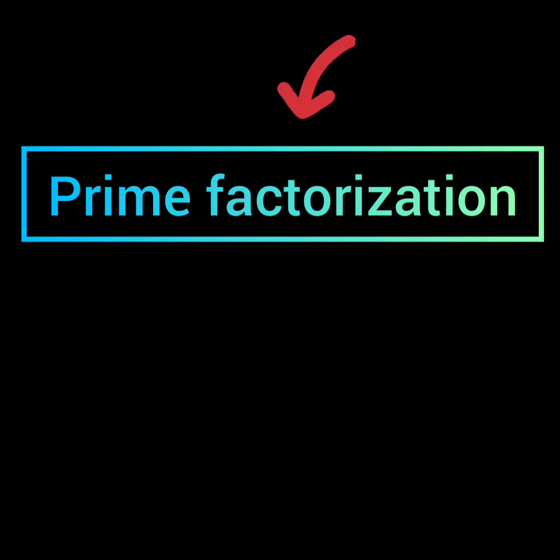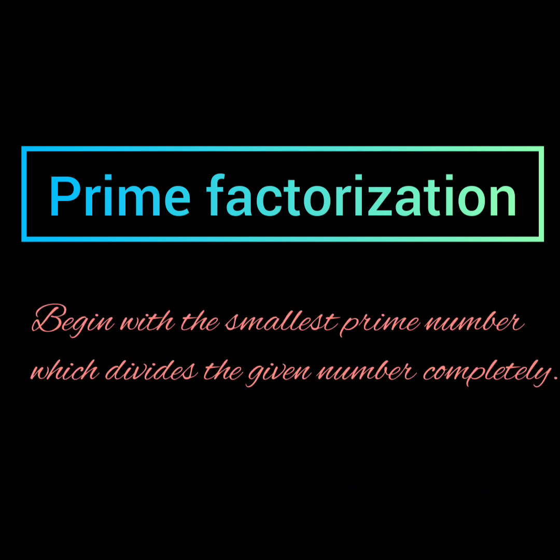Now the second method is method of prime factorization. Prime factorization we have already learned in part 3. Remember, in this method we always begin with the smallest prime number. This divides the given number completely.